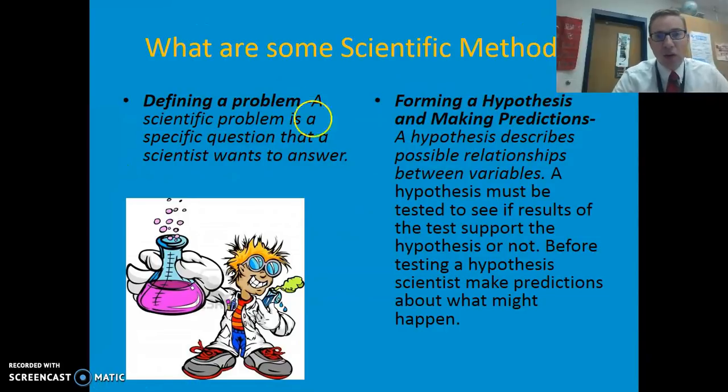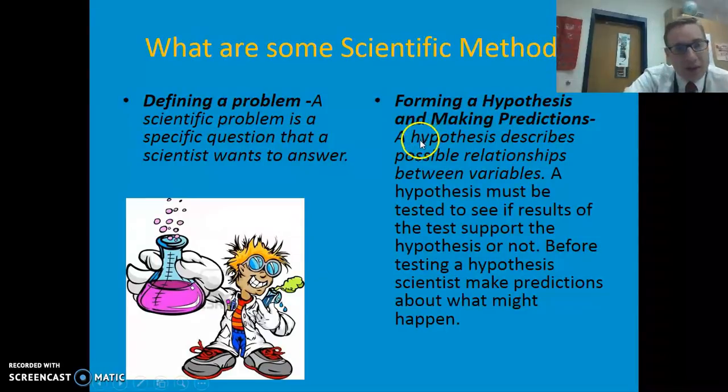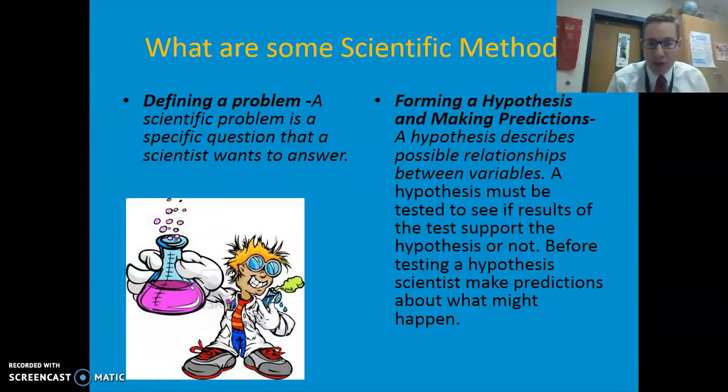Okay, so what are some scientific methods? I want you guys to go through, and I actually filled in a lot of this. So all you have to do is go through here and read through and find the blanks. So defining a problem. A specific problem is just a question that a scientist wants to try to answer. Then we form our hypothesis and make predictions. So this is describing the relationship between variables. Remember, it has to be an if-then statement with the independent variable, then the dependent variable. Okay, and we come up with a hypothesis and test to see if the results are supported or not supported.